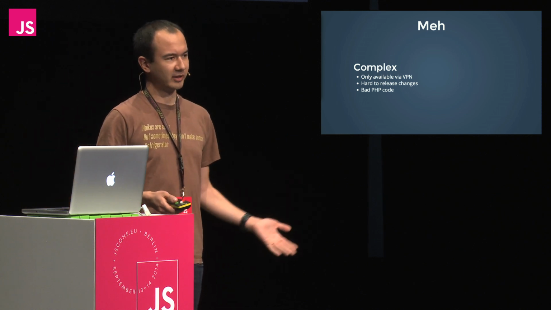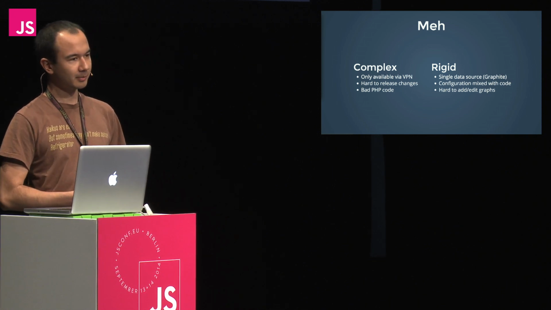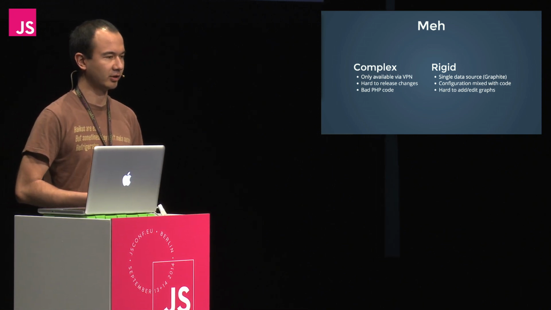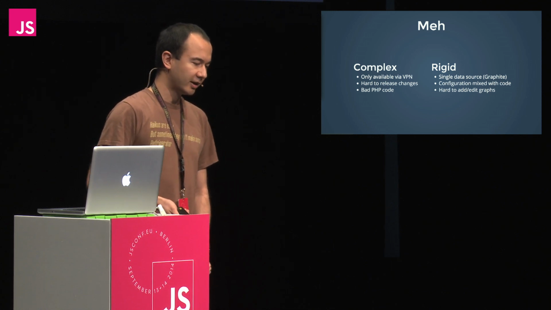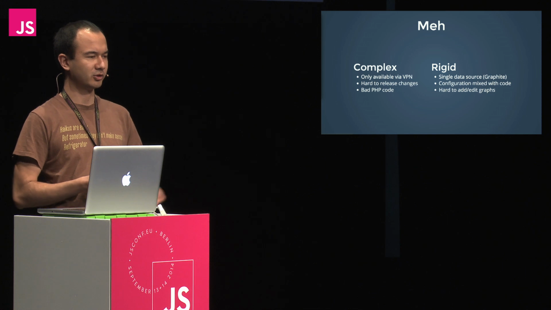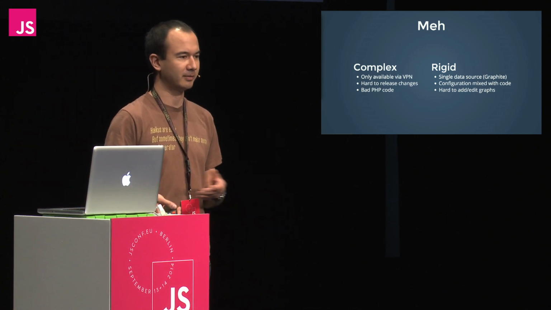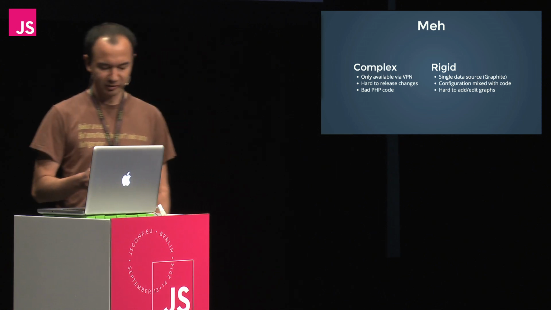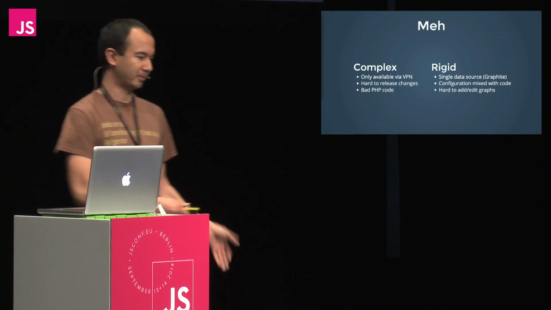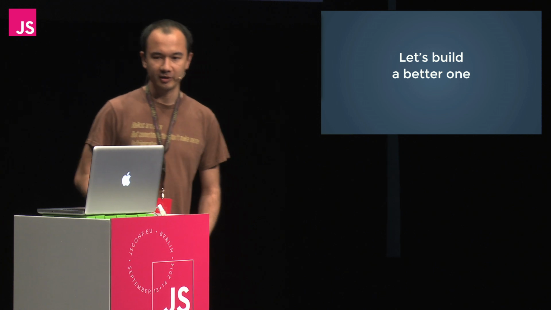So that's one aspect. The other side of that is that it's also very rigid because it only pulls data from one source, Graphite, which is our internal monitoring servers. And also, the configuration was very much mixed in with this horrible PHP code I mentioned, which made it really hard to edit and manipulate graphs the way I would like to be able to. So when something is not good, you put it in the bin, and then you say, well, let's build a better one. So let's try and build a better one.